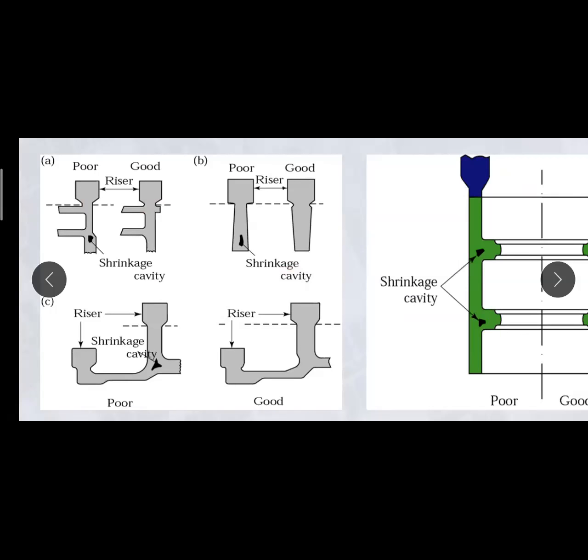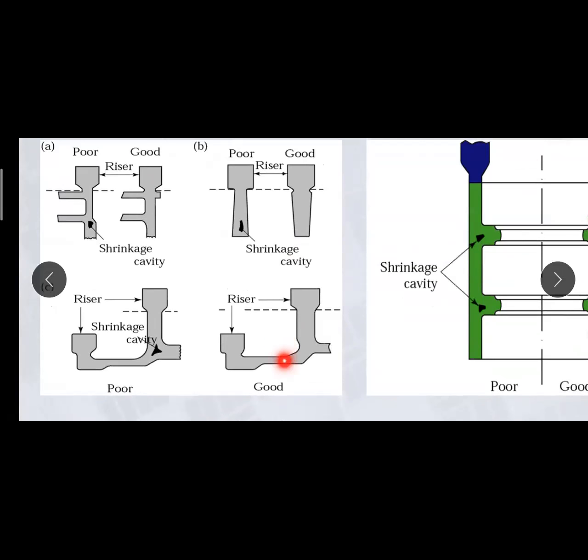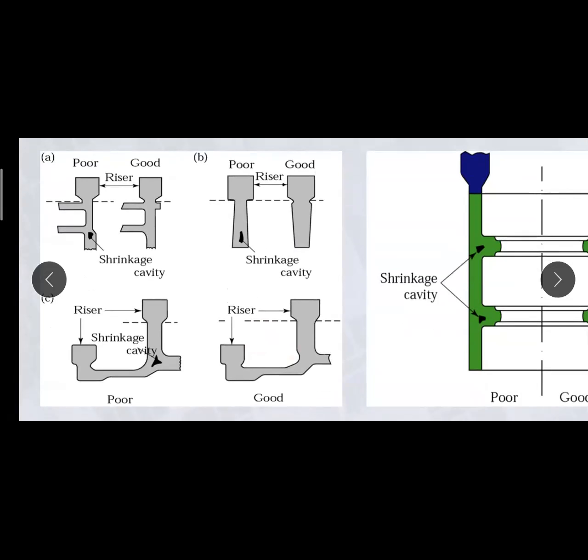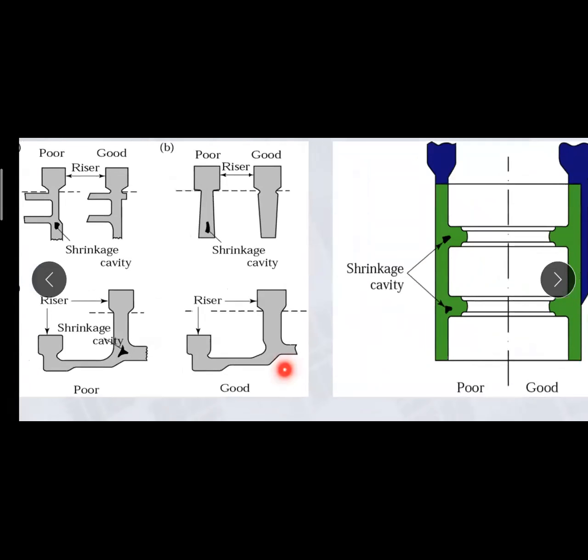Coming to B, it explains that the first diagram is poor and the second diagram is good. Coming to C, the first one is poor. A shrinkage cavity will occur at this point, and you are placing two-part risers. And the C point explains that it is good. We have a riser at this point.